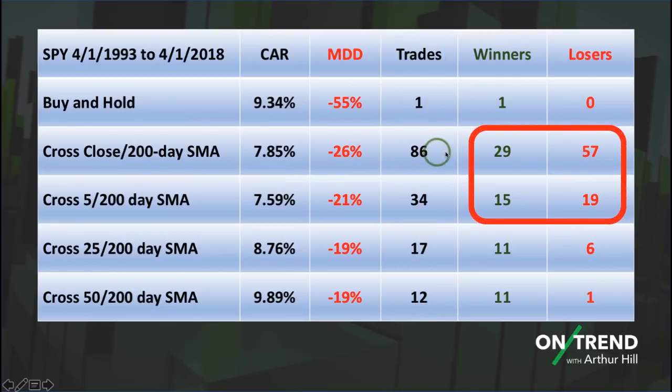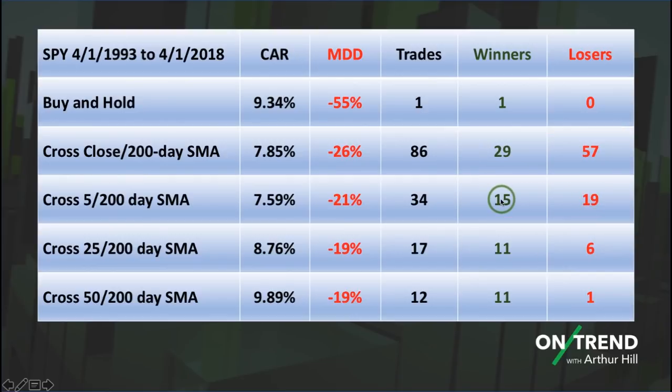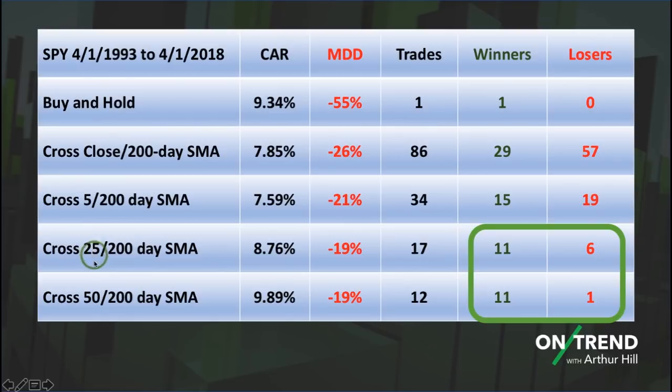Now you can see with more trades, you get more losers than winners. So the close above the 200-day SMA and the 5-day SMA closing above or below the 200-day SMA, you had more losers than winners. But when you got the longer moving averages, the 25-day SMA and the 50-day SMA paired with the 200-day, you had more winners than losers. Almost 2-to-1 here with the 25-day SMA. And there was only one loser over the last 25 years when using the 50-day SMA and the 200-day SMA, and that was in 2015.